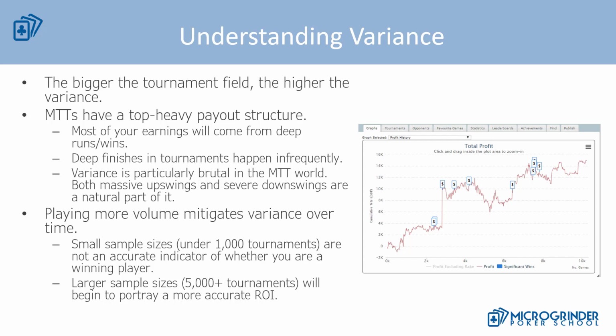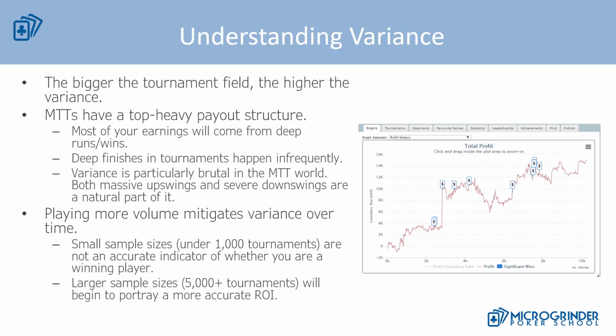Like if we just look at this graph here, so this is of a 10,000 hand sample. One of the wins here, we can see, takes the player from around 3.5 thousand to 11,000. That is a huge upswing. That's absolutely massive. And then if we see over the next sort of 3,000 hands, they then downswing quite a substantial amount.